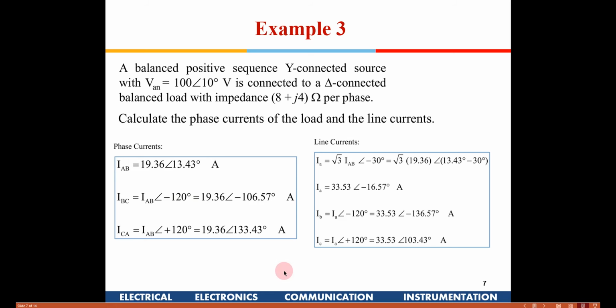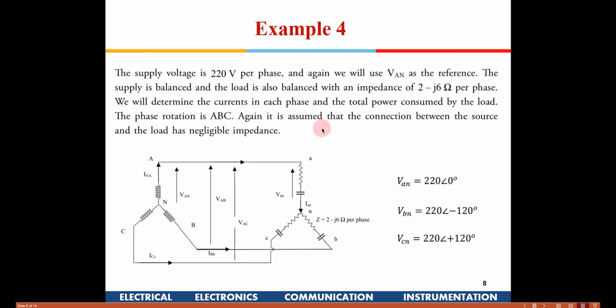Okay, so we take one more example. Now a supply voltage is 220 volts per phase. Again, see, it is specified here that it is the phase voltage. And we will use V_AN as reference.